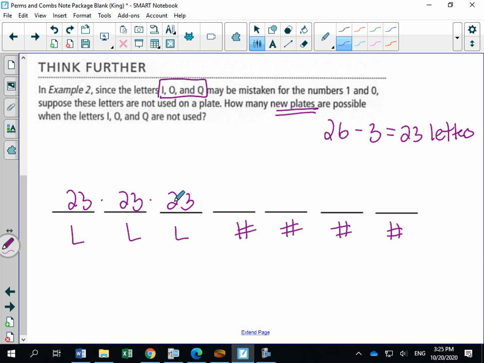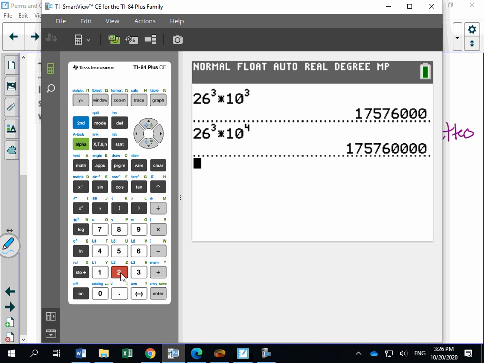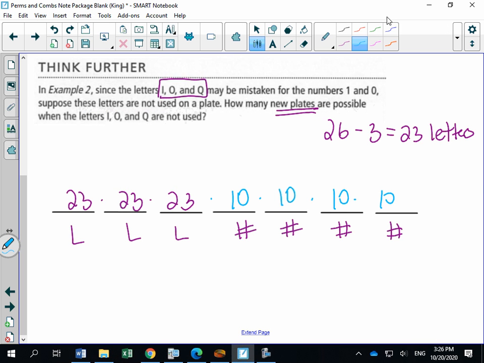In the next example, we're going to use restrictions, so this will change. They never said anything about the numbers, so I still have 10 digits to choose from there, 10 digits there, 10 here, and 10 here. So let's do 23 to the power of 3 times 10 to the power of 4. That gives me 121,670,000.